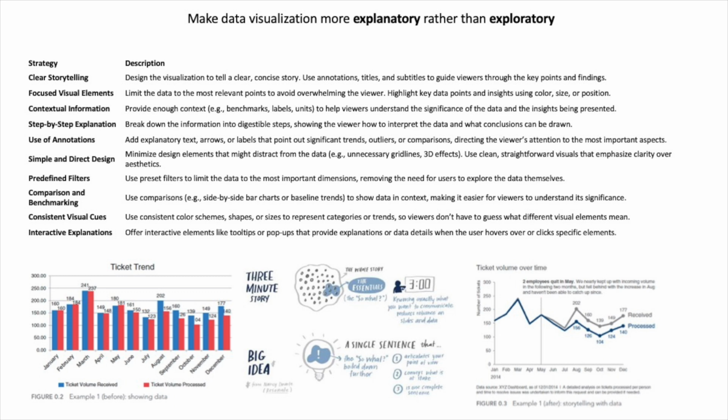A clean, simple design, free from distractions like excessive grid lines or unnecessary 3D effects, is key in making the visualization more explanatory. Predefined filters or selectors that narrow down the data also help in keeping the focus on the main insights, removing the need for viewers to explore the data themselves. Comparisons, such as side-by-side charts or baseline references, provide context and highlight differences, making it easier for viewers to understand the implications. Consistency in visual cues, such as color schemes, shapes, or sizes, ensures that the viewer doesn't need to guess the meaning of different elements.